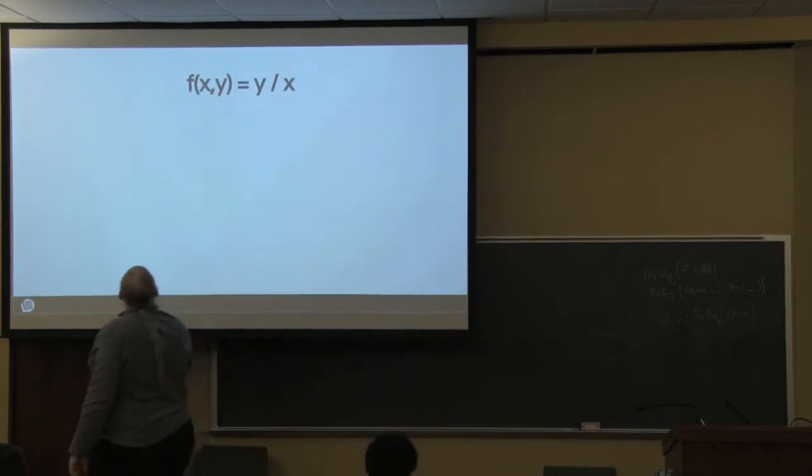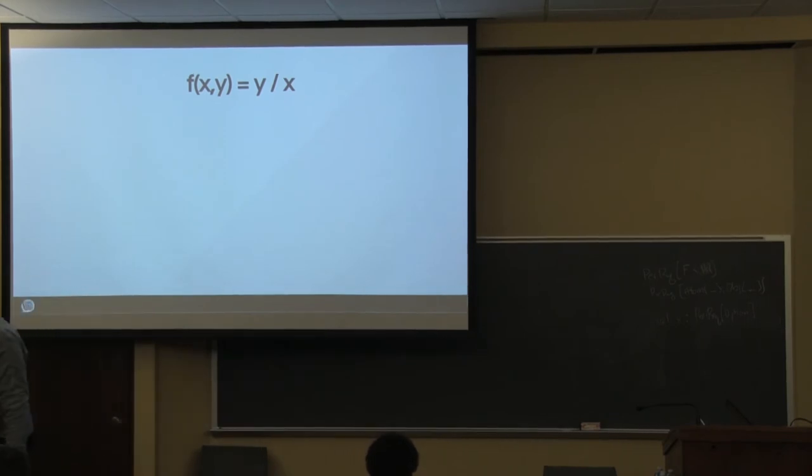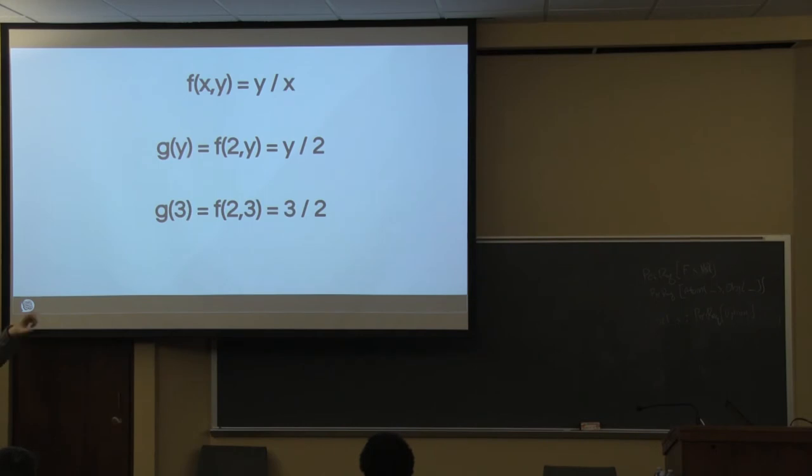So we have f of x, y, which just does y over x. I want to evaluate it, so I apply the first argument. So now I have a g of y, which is equal to f of 2 comma y, which is equal to y over 2. Apply another value to it. So g of 3, which is equal to f of 2 comma 3, which is equal to what, 3 over 2? Yeah, cool.